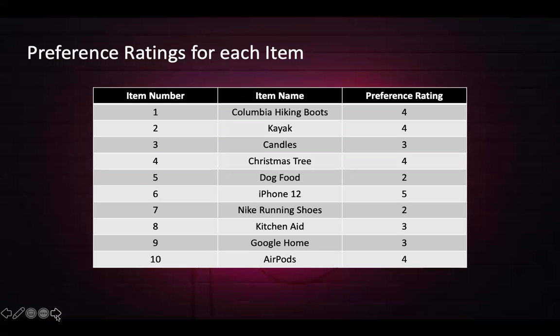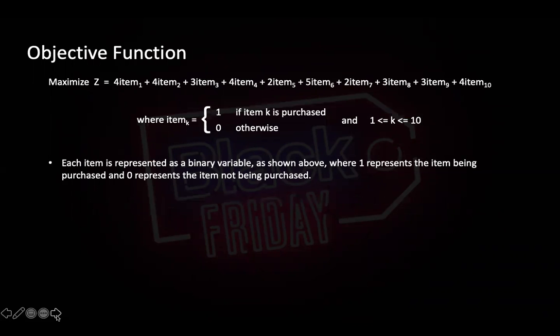Here you can see our rating for each item on our wish list, as well as the index for each item used in our code. Our objective function maximizes the sum of preference ratings of the items we are able to purchase. Item sub k is a binary variable in which 1 indicates that the item was bought, and therefore the rating is added to z. When item sub k is value 0, we did not purchase the item and its preference rating was not added to the objective function.